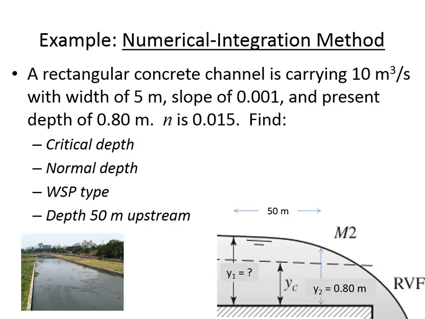We can go through and calculate the critical depth. That'll be the flow per unit width, 10 divided by 5, squared, divided by g, 9.81, and that's to the 1/3 power. So my critical depth is 0.742 meters. And I can also calculate the normal depth using Manning's equation. Manning's equation is that it's 10 cubic meters per second, 1 divided by n.